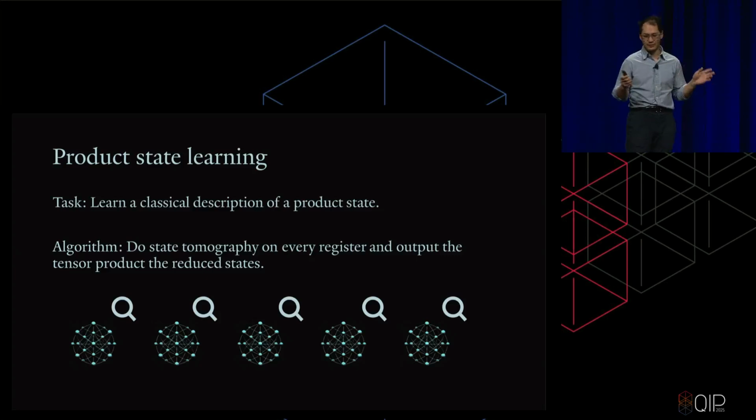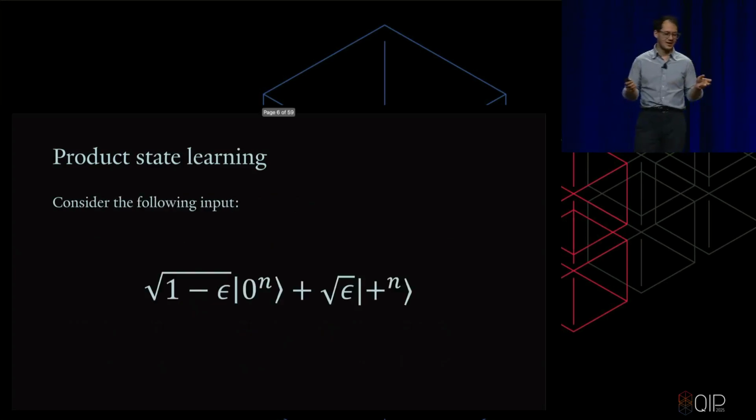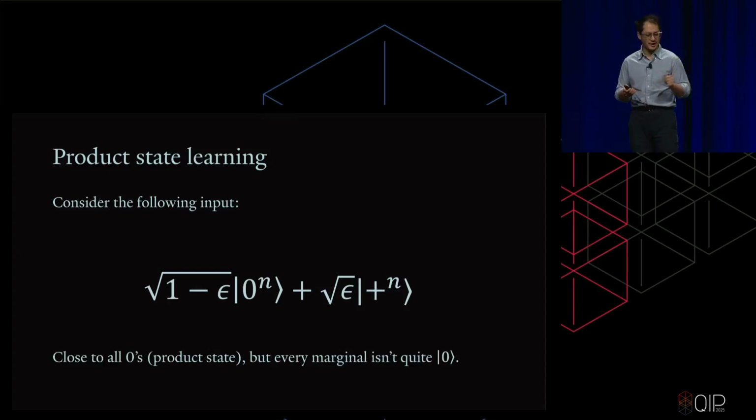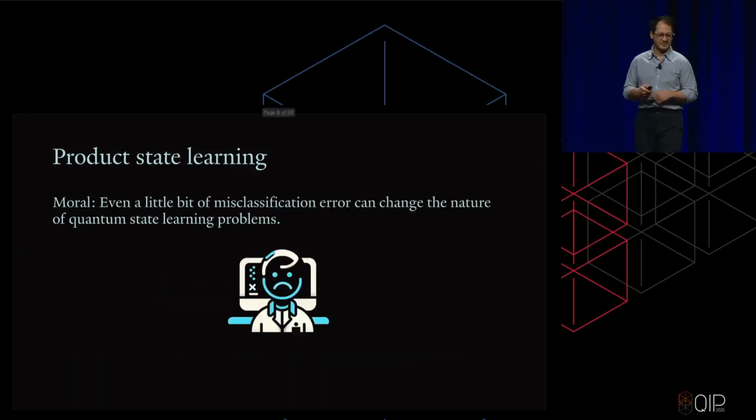This will work great if we actually know that our state is a product state, but consider the following example. This state is 1 minus epsilon close to the all zero state, and that's definitely a product state. However, if you look at the single qubit marginals, they're just a little bit off of zero. So when you put them all together, you'll get some overlap that's (1 minus epsilon) to the n, which is extremely bad. So even though there was a product state that's 1 minus epsilon close to your unknown state, you actually are going to guess a classical description that's super bad. Okay, so now you're sad.